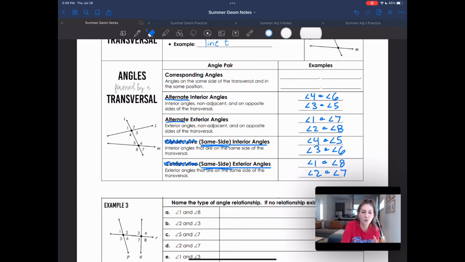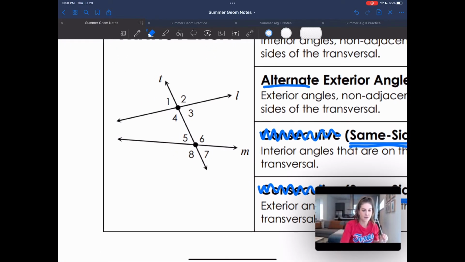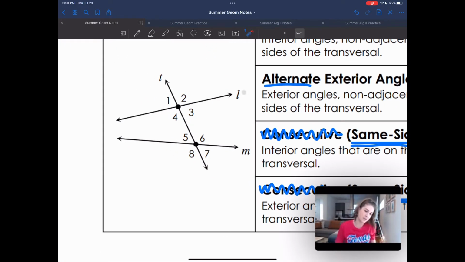They're called corresponding angles. And you could read through the definition and maybe kind of figure it out. It says angles on the same side of the transversal and in the same position. Let's see if we can make sense of that, okay? So this would be like, let me show you what this is like.